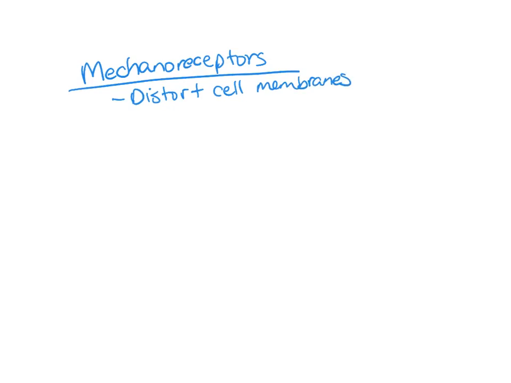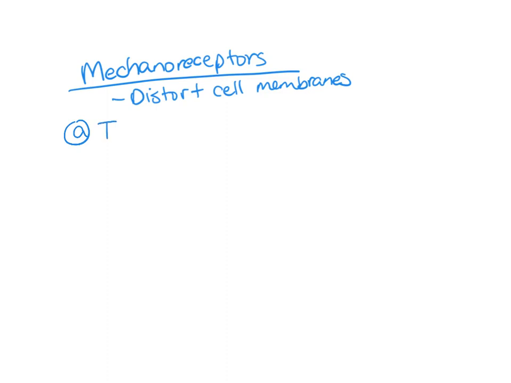For example, if you press on your skin, you're distorting the cell membrane of these receptors, and then they will become activated and respond to that stimulus. There's 3 different classes of mechanoreceptors that we're going to talk about each one of them.